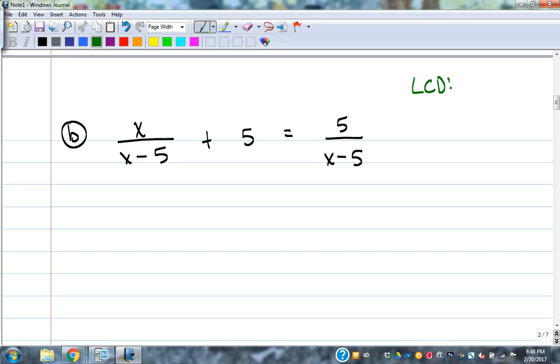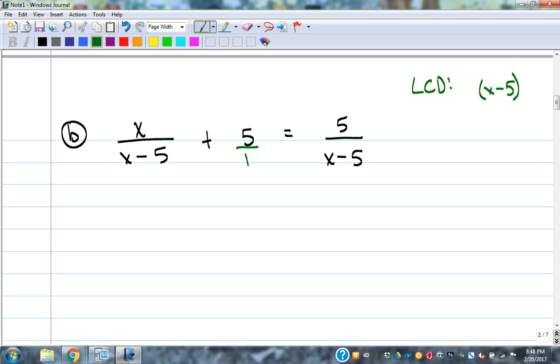So we have x over x minus 5 plus 5 equals 5 over x minus 5. So what's the shared piece? X minus 5. So we know that that's in the common denominator. What's the denominator of the 5? A 1. So is it going to change my least common denominator? No. So least common denominator is just x minus 5.